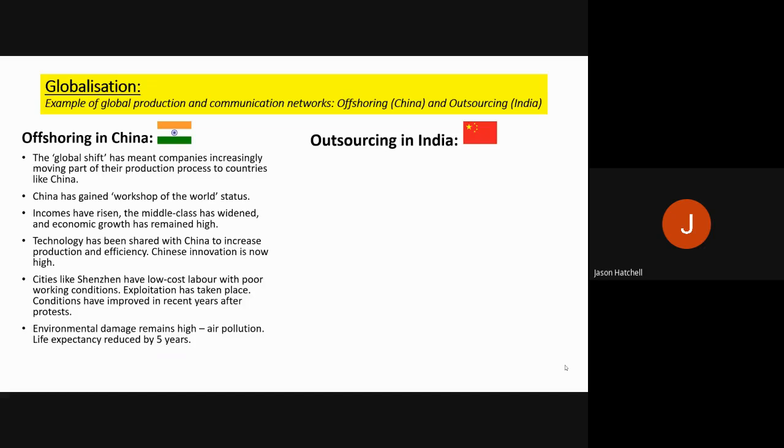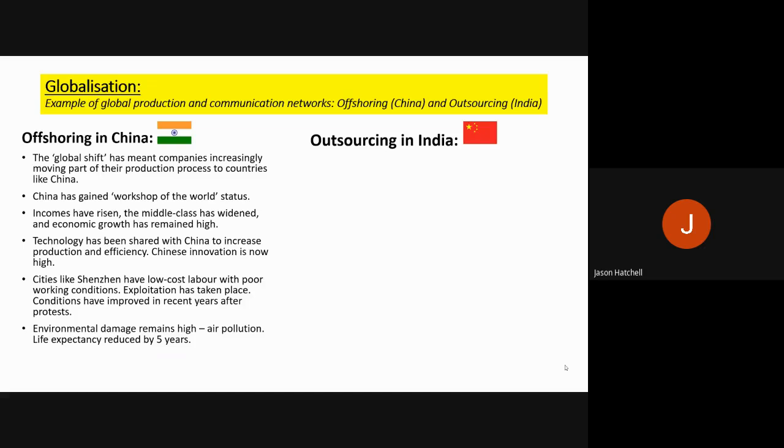What does remain high, though, is environmental damage as a result of the global shift and offshoring. Air pollution is a major issue, and life expectancy has reduced by 5 years in those major cities like Shenzhen as a result of increased burning of fossil fuels, increased use of manufacturing, and so on. Offshoring benefits countries such as the UK in the sense that companies within the UK can actually move parts of their production process out towards cheaper areas like China and benefit from the profits of that. But it also has disadvantages for the UK in the sense that there is a loss of jobs there.